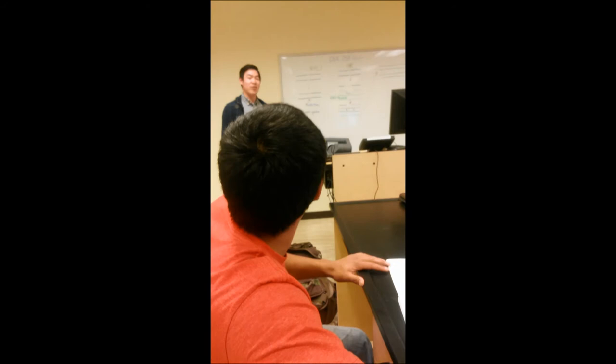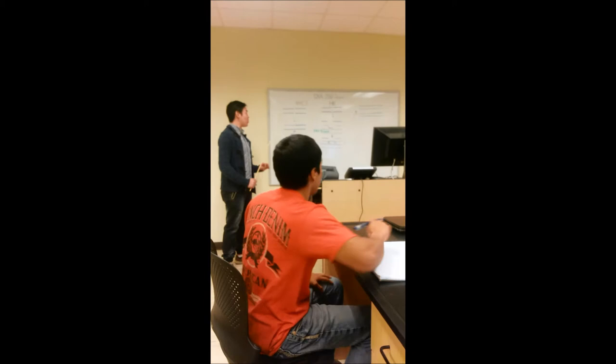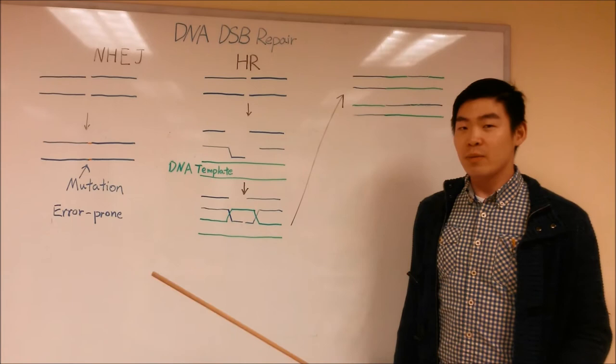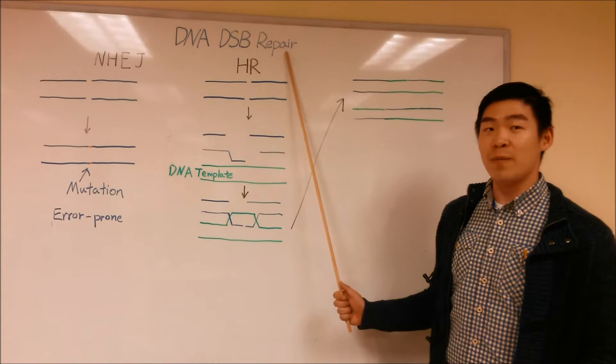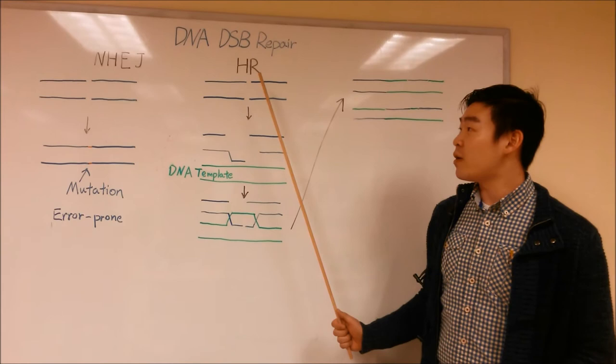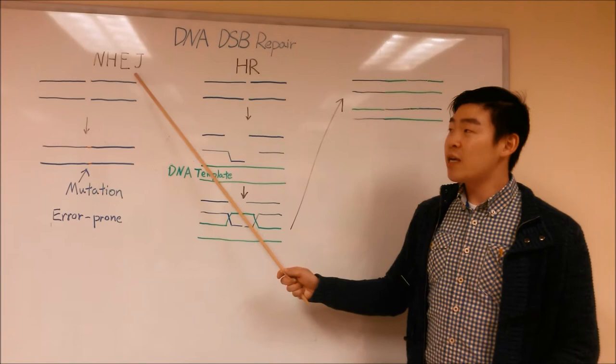Okay, now we finished the transcription. Let's take a look at the DNA double-stranded break repair. All right, we finished the DNA transcription. Now we're going to move on to the double-stranded break repair. In general, there are two major ways for the double-stranded repair to occur. The first one is called non-homologous end joining, and the second one is called homologous recombination.